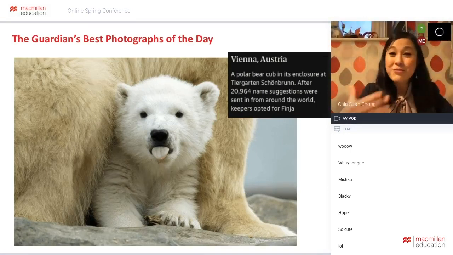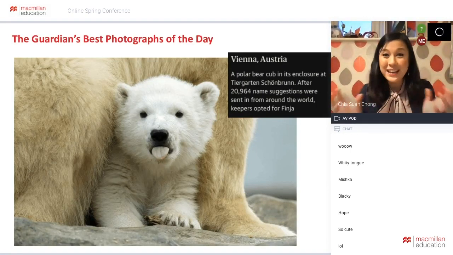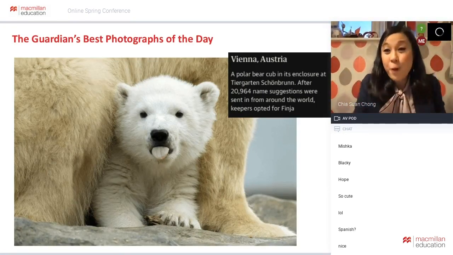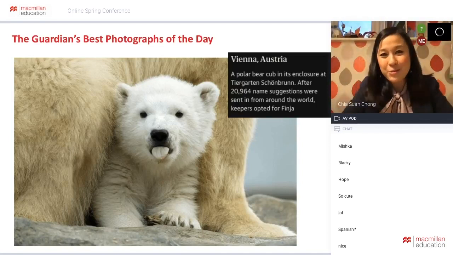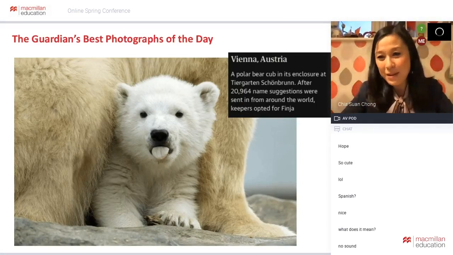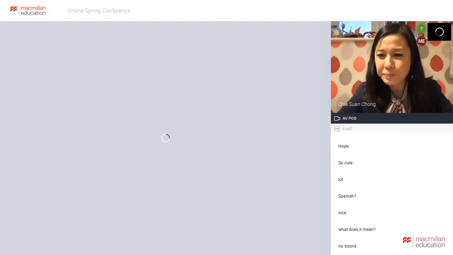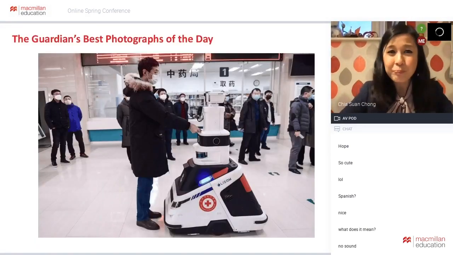And of course, we could always replicate that exercise with the classroom and do a vote on what are the top names you think are most suitable for this baby polar bear. That's a good question, Hadis. What does it mean? I'm not quite sure. We should check it out, shouldn't we?